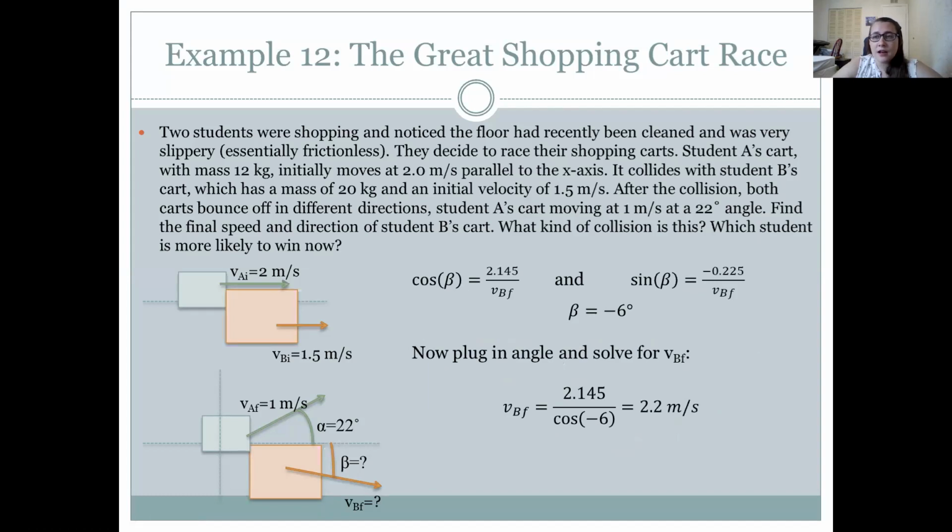Okay. Again, that velocity is positive because cart B is still moving to the right. And then that negative angle is what gives us the direction of our negative y portion of it. Okay, so now we've found our final speed and the direction of student B's cart. Next, we need to know what kind of collision this is. But before I answer that question, do you guys have any questions about what we've done so far in this example?